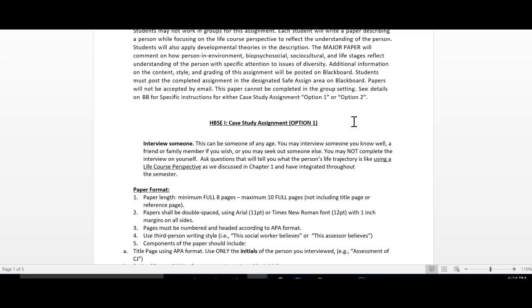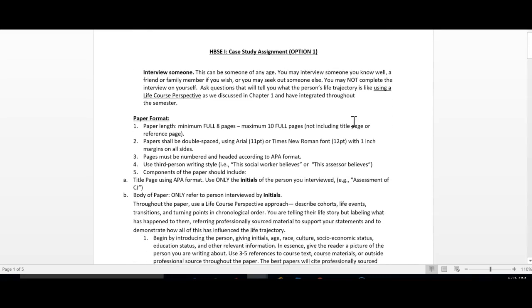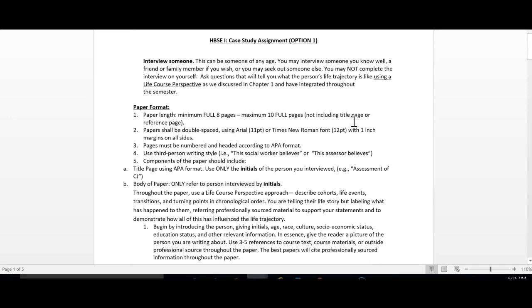So do not do this on yourself. Do not assess yourself. The idea is that when you get out into your career, you're going to be completing case studies on people who might be your clients. And this is an assessment of a person and the things that they tell you. Basically, you're taking what this person tells you in the interview about their life, and you're taking that information and assessing where they are in life.